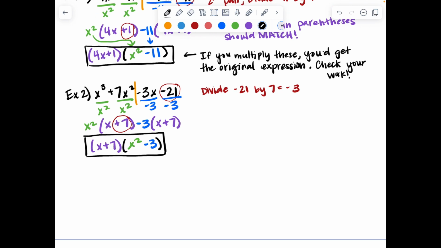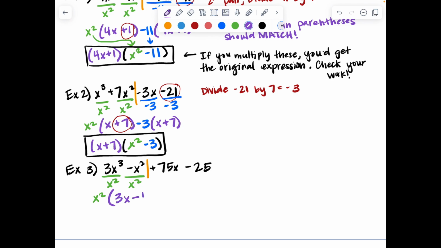Last example. Okay, split them into pairs. The common factor is x squared. Then we have 3x minus 1. Divide negative 25 by negative 1. That gives us positive 25. So that's what I'll factor out from this side.